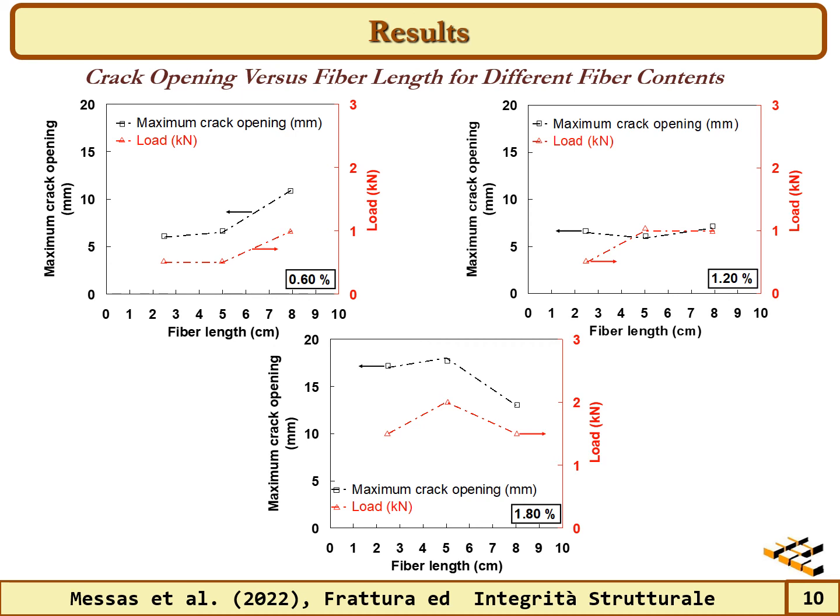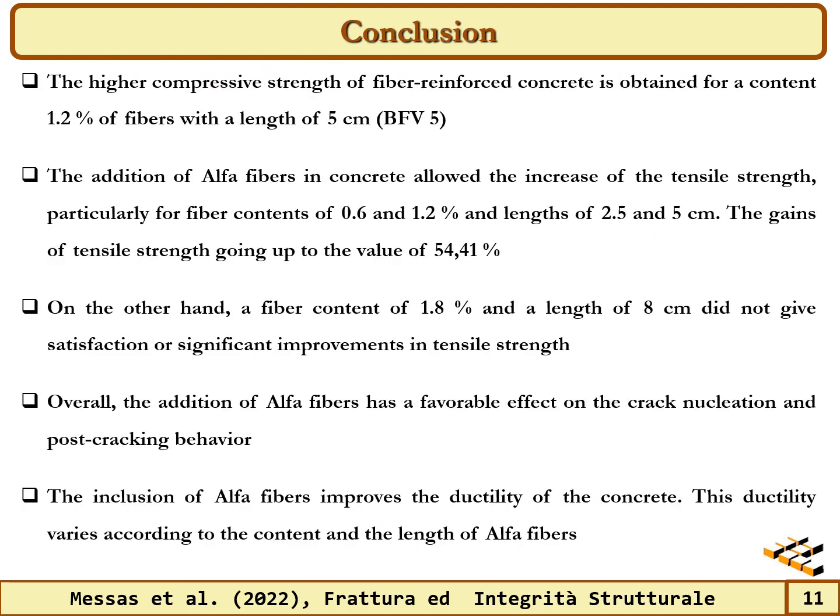Thus, the crack opening of the specimen reinforced with alpha fibers of 8 cm length can reach 13 mm without breaking, for a content of 1.8%. The obtained results showed that for a volume content of 1.2% of plant fibers of 5 cm length, the tensile strength of the reinforced concrete increases up to 54.41% compared to the ordinary concrete, PT. However, for a content of 1.8% of fibers with 8 cm length, both the compressive and tensile strength of the reinforced concrete decrease slightly.